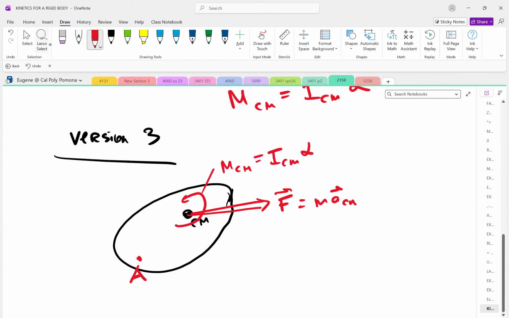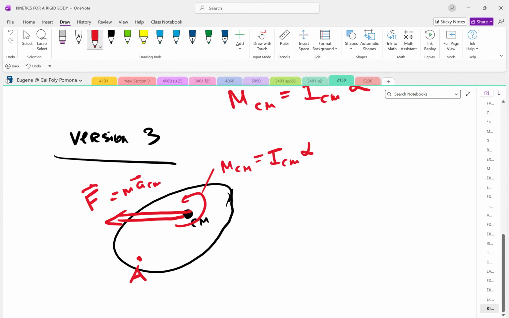You know what? Scroll it back. Let me draw it in another direction. That way it's going to be easier to do. That's going to be it. It's going to be F equals M A of center of mass.